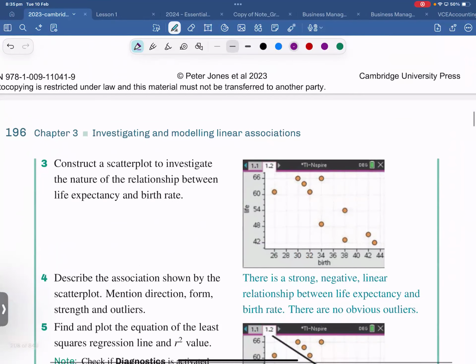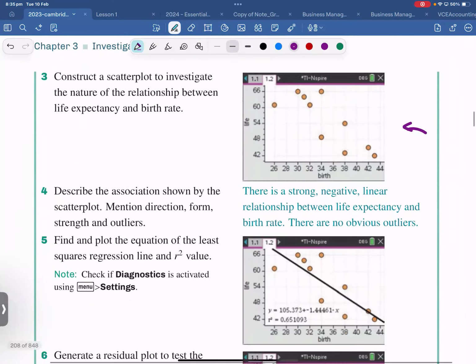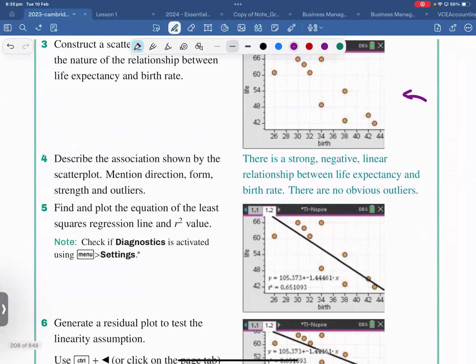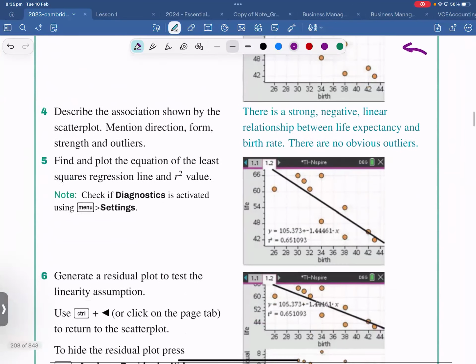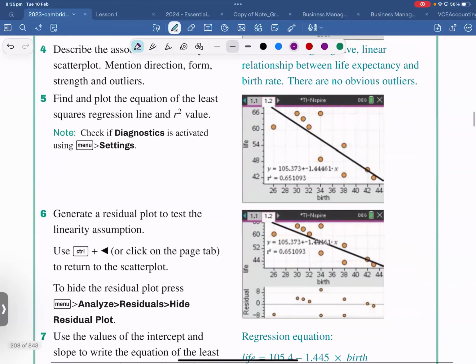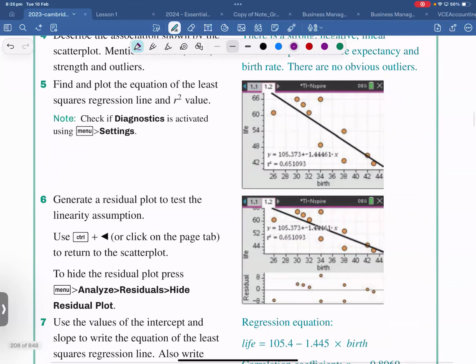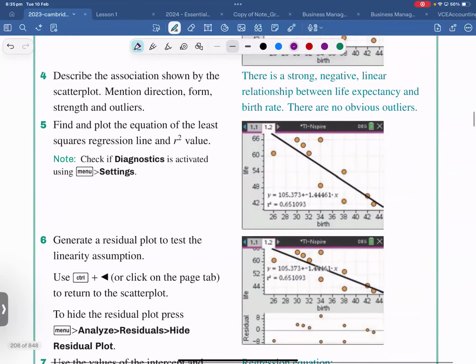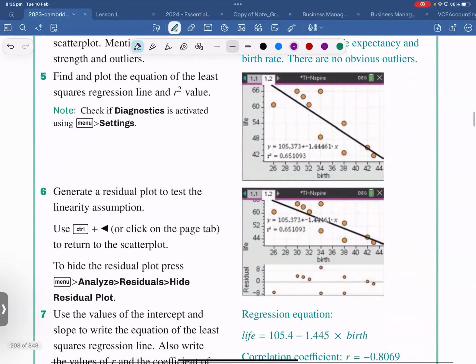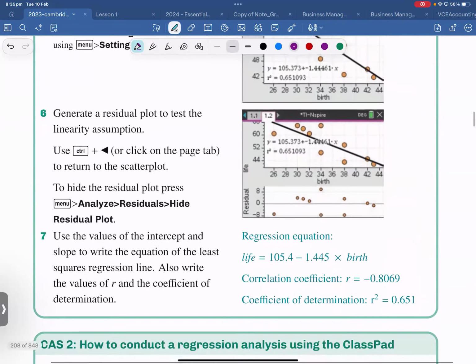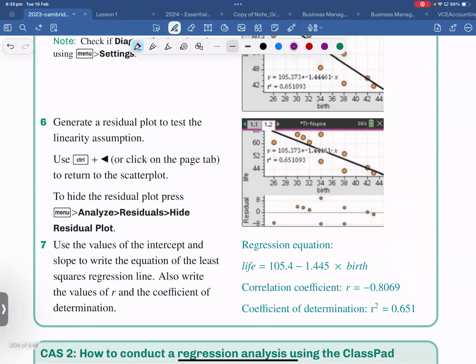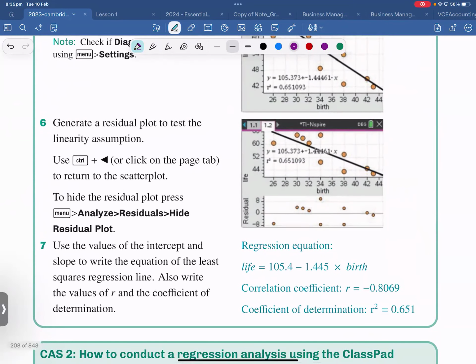Then you will get the scatter plot, right? Once you get the scatter plot, you can go to the menu and settings, and then you can calculate. After that, analyze residuals, hide residual plot. Those ones you can calculate, and you can get the equation line and also the residual plot. Then it will give you the correlation coefficient R and R squared.